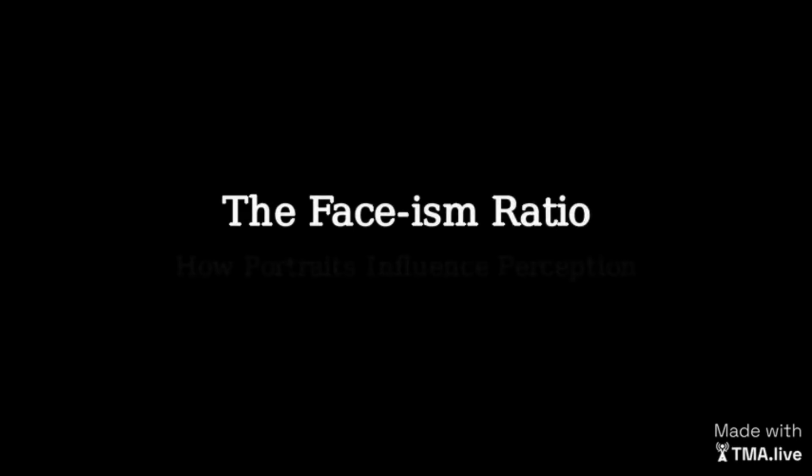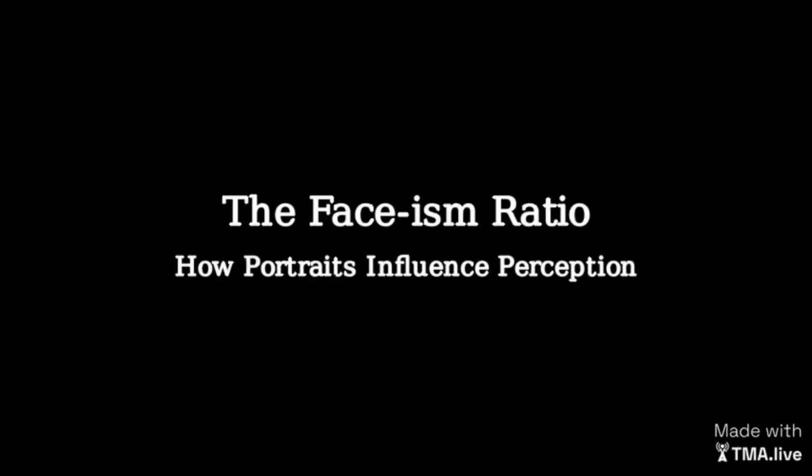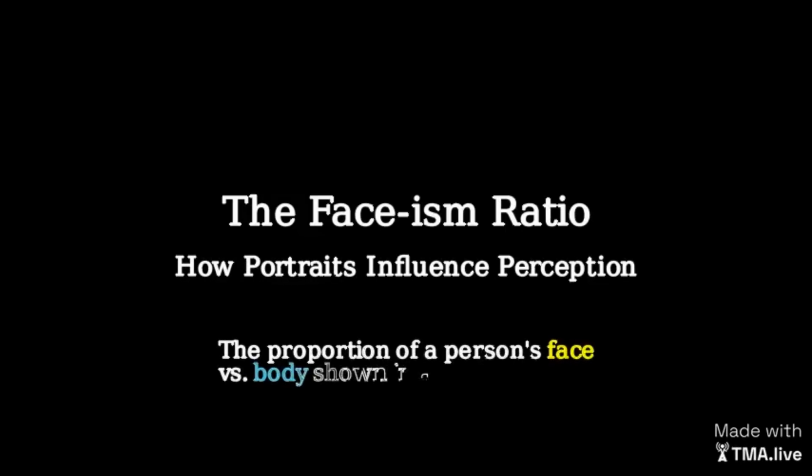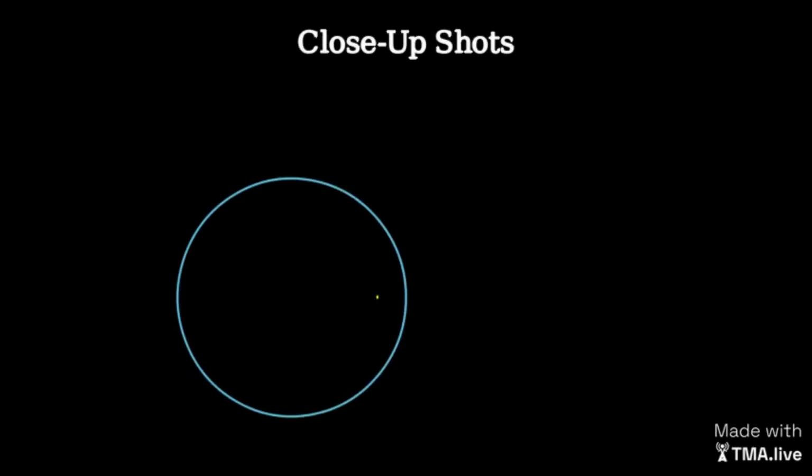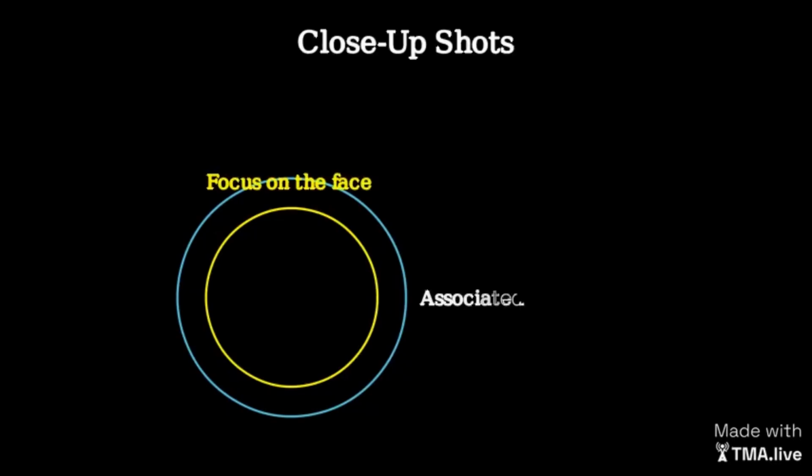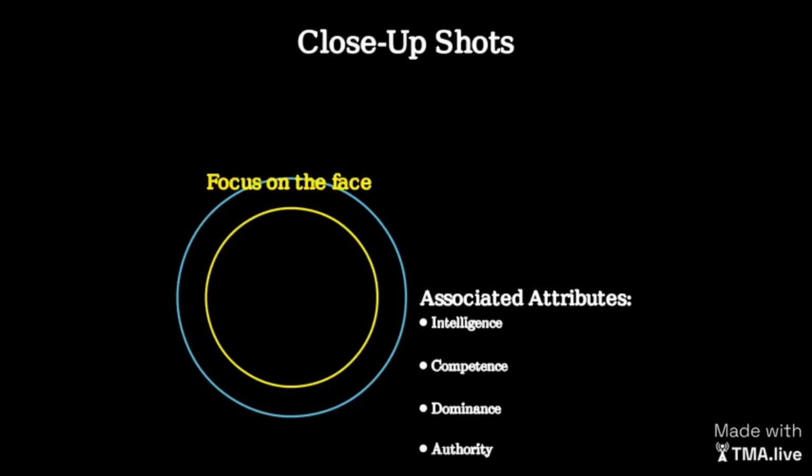Let's explore the faceism ratio, how the proportion of a person's face versus their body shown in an image affects our perception. This ratio is particularly relevant in advertising, where visual framing can significantly impact how we view individuals. Close-up shots primarily focus on the face, often used to emphasize the person's intellect, competence, dominance, and authority. This framing technique directs attention to facial features and expressions, creating a sense of intimacy and importance.